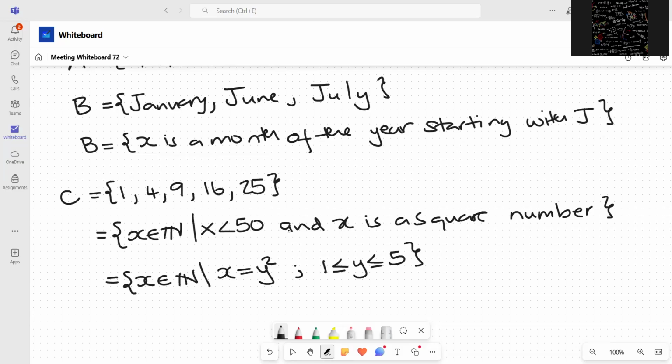okay, maybe that is not right. I shouldn't put 50 here. I should maybe put 30 because then 49 would be here. Okay, so I shouldn't put 50. Let me put 30. My bad.